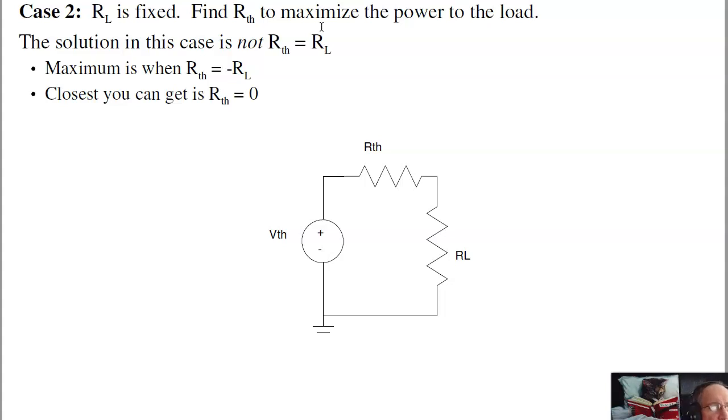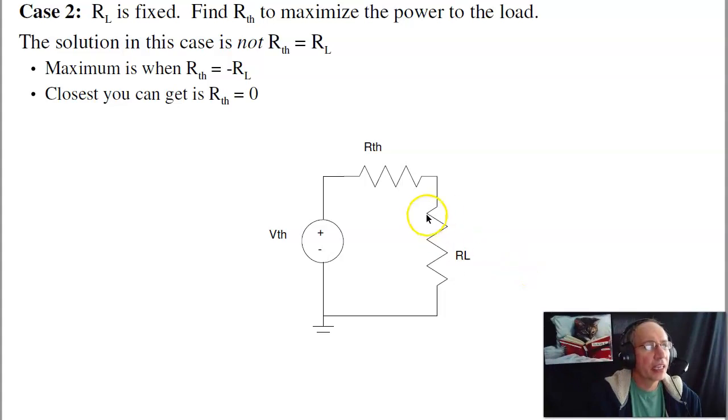Slight caveat. If I can vary the load resistance and R Thevenin is fixed, the load that I want to maximize the power is RL equals R Thevenin. A slight problem with that is I'm at 50% efficient when I do that, but that is max power transfer. A slightly different problem is, suppose I could vary R Thevenin. RL's fixed, R Thevenin is variable. What R Thevenin maximizes the power to the load? Some textbooks will say R Thevenin equals RL, problem solved. That's actually not true.